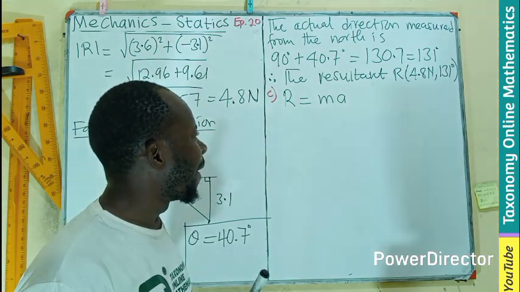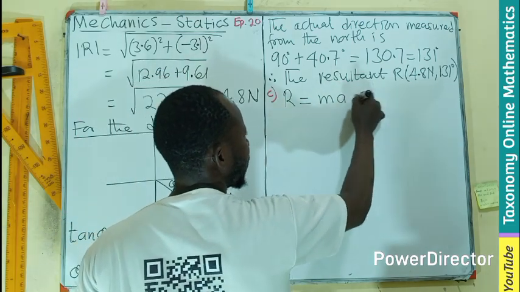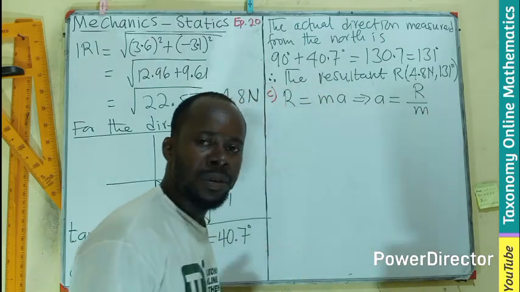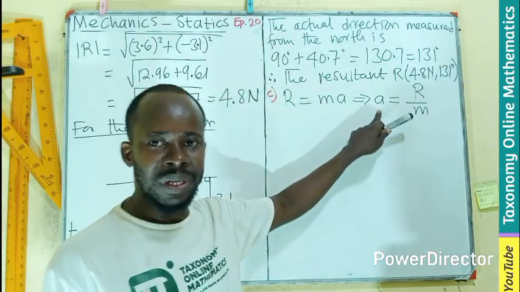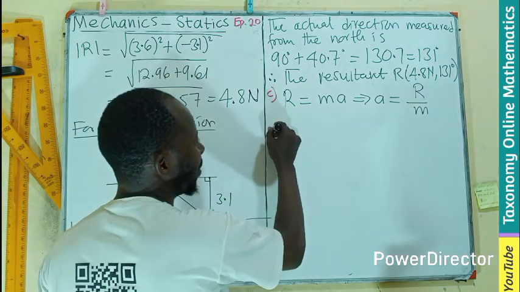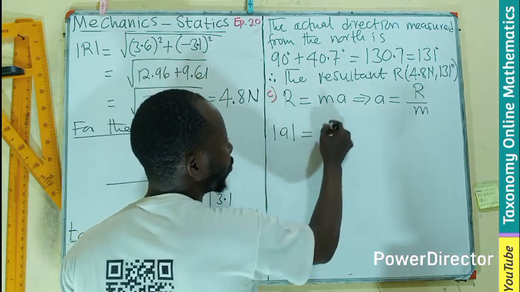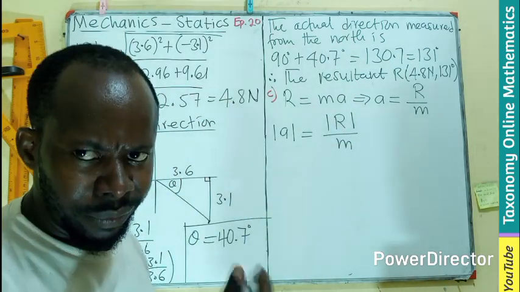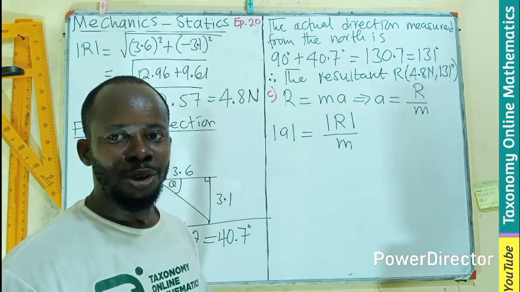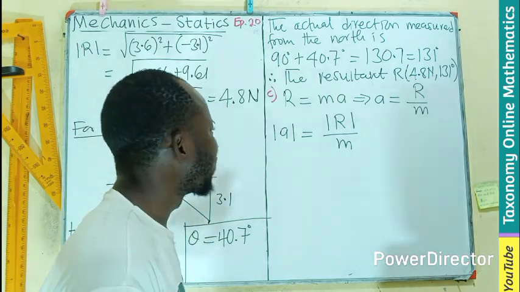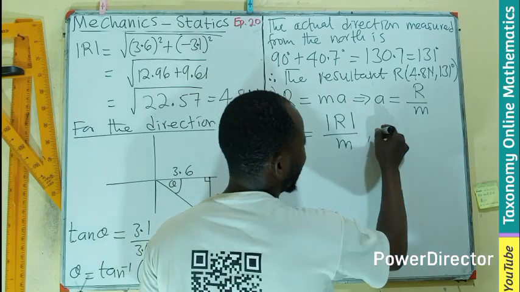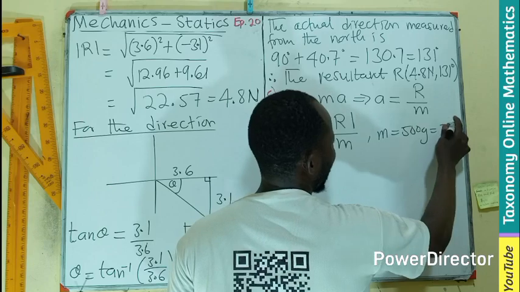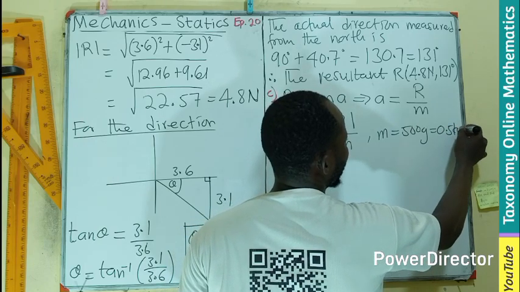Let's say from here, A will be equal to the resultant over what? M. Is that not it? If we are to do that, this is just the acceleration. But how about the magnitude of the acceleration? So the magnitude of the acceleration will be equal to the magnitude of the resultant force over what? The mass. And the mass will always be the mass. No need finding the resultant of the mass. Alright. What was the mass? We know the mass was 500 grams, which is the same as 0.5 kg.